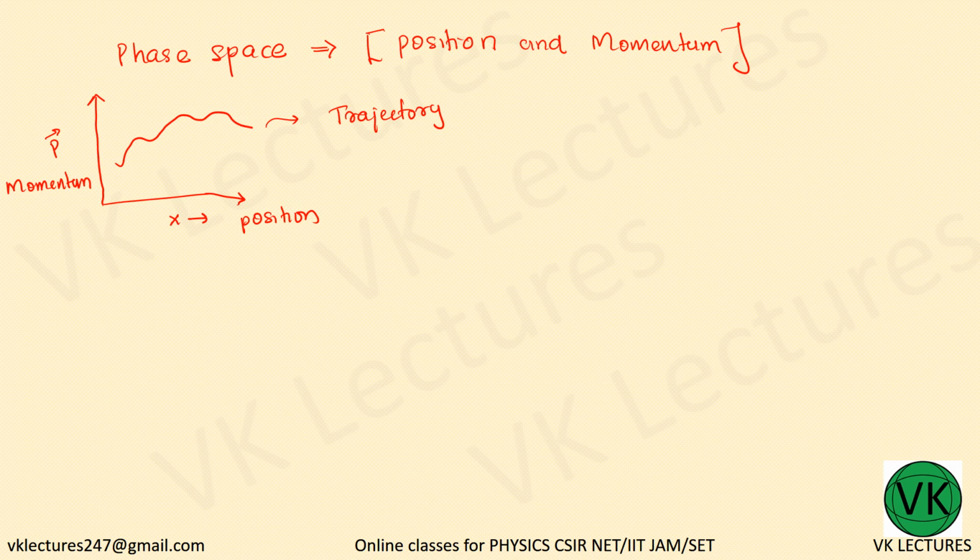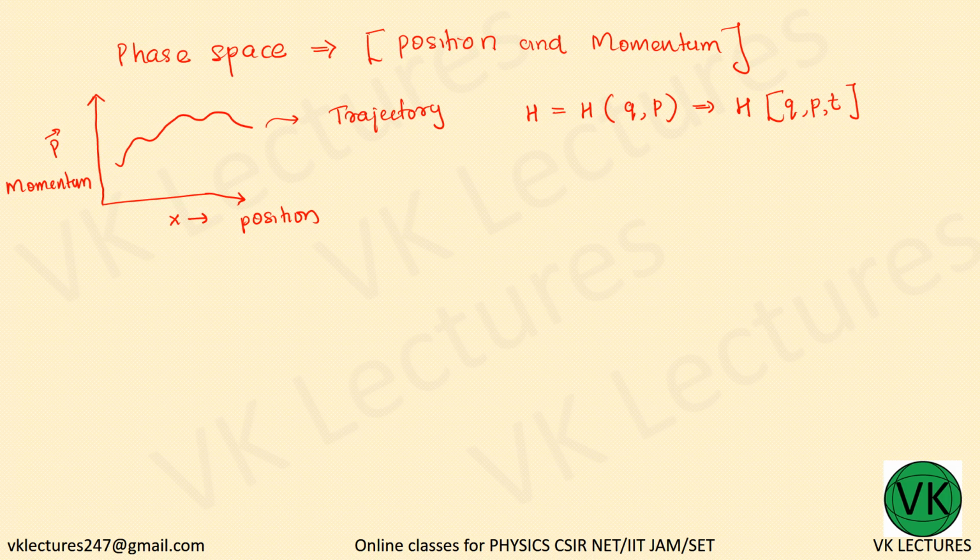Corresponding to the position, what is the momentum is what is given by the position-momentum graph, and that is the trajectory. Now H, which is a Hamiltonian, will be a function of the position, that is q, and the momentum p. And in general you can also write it as Hamiltonian, which is a function of q, p, and t.